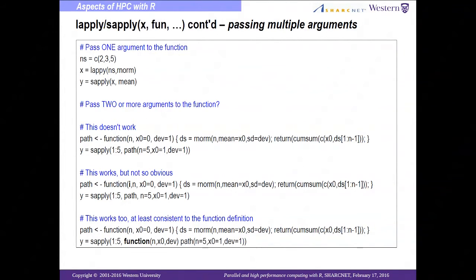And the third way works too, and is at least consistent with the function definition. So I call the sapply, and I put the function in both forms: the form of this function, which takes the three arguments, and then I put the actual form, path with the three arguments, and this works. So the second and the third methods work, but use whichever one works the best for you.